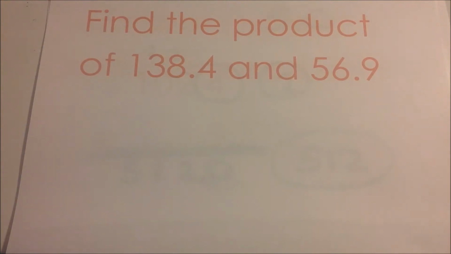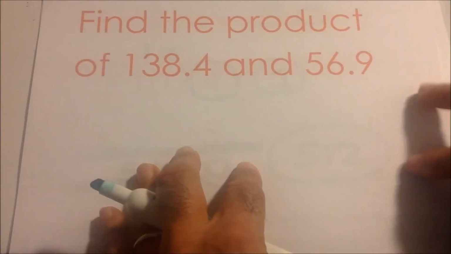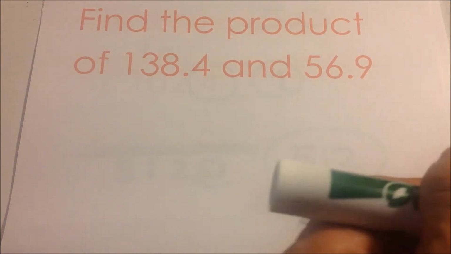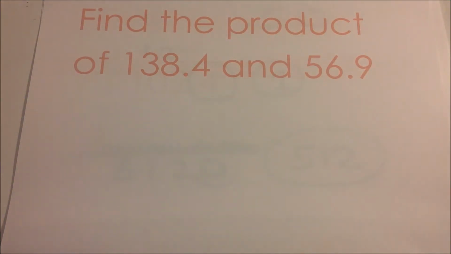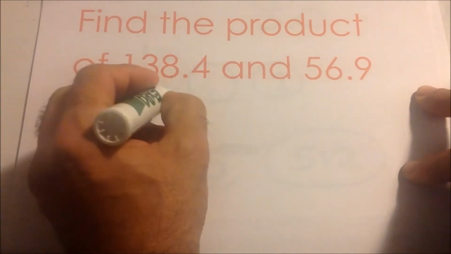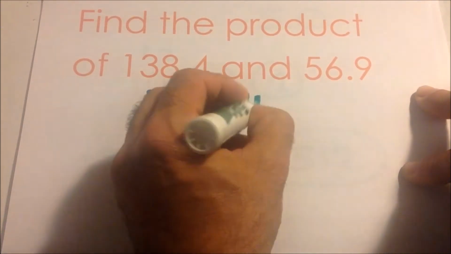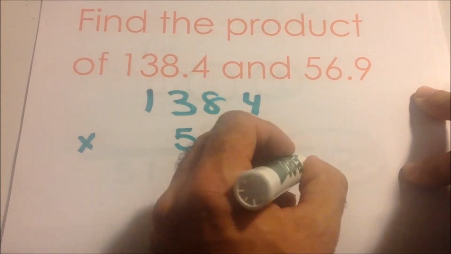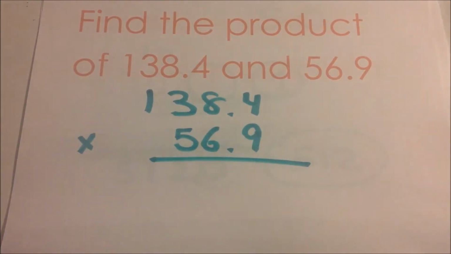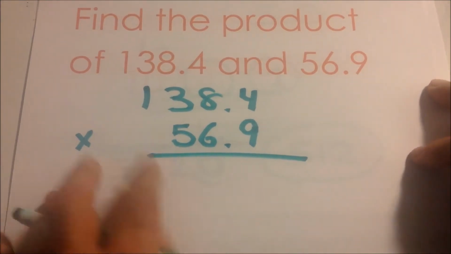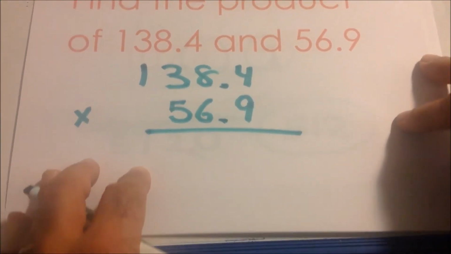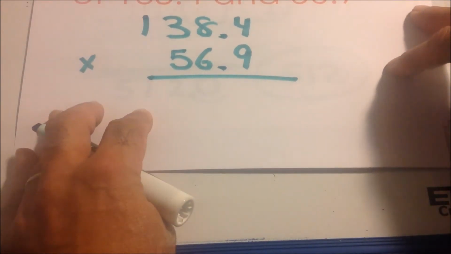So how would you multiply this? You should pause the tape and try it. Okay, so I can put 138.4 times 56.9, and guess what? They just happen to line up. So don't line them up. Sometimes they do it by themselves. Okay, let's bring that up there.